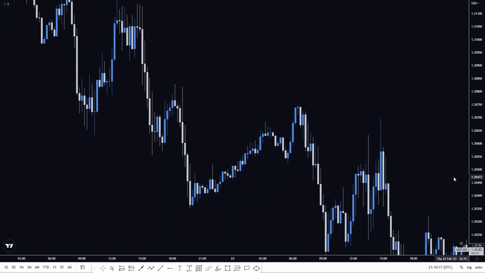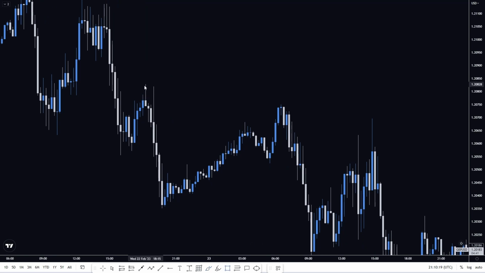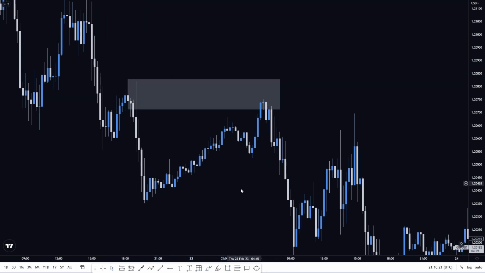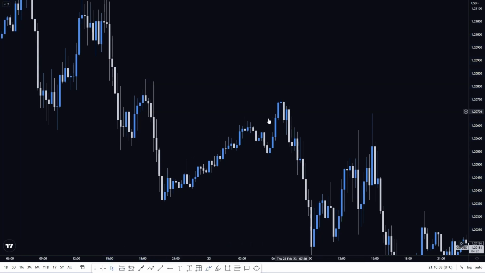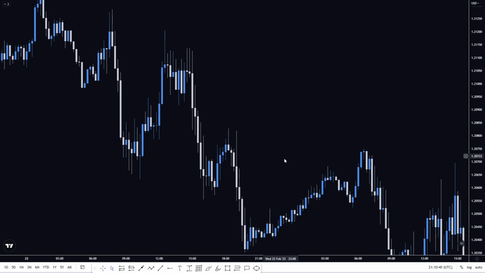So say for example we were looking at this kind of area of resistance, we then get the resistance, and then this nice evening star formation. That again would be a great indication to sell price lower, and continue this trend of impulse, correction, impulse all the way down to these lows. So that's just another way that you can look at getting involved in trades here. And it's the same situation all over.